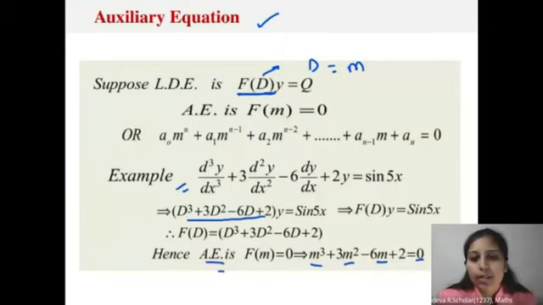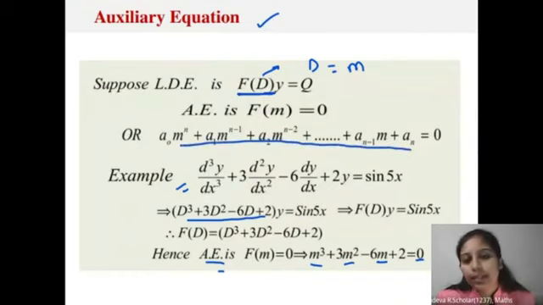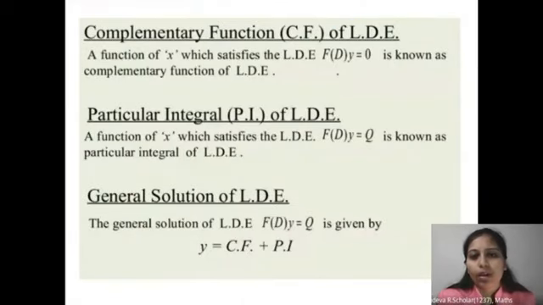Based on this auxiliary equation, we can solve and find the roots of this equation. Here we have a 3-degree equation, so we get 3 roots. Likewise, if we take an equation of order n, we will get n roots. Based on these roots, we have some solution for this equation.